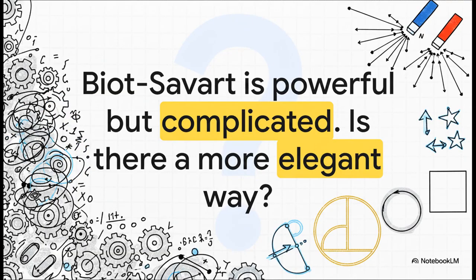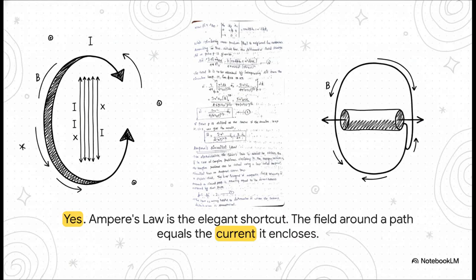So adding up all those tiny pieces sounds... well, it sounds like a mathematical headache, right? It makes you wonder, for problems that have a nice, clean symmetry, isn't there some kind of shortcut, like a cheat code? And the answer is a big, resounding yes. It's called Ampere's law, and it's just beautiful. It gives us this really elegant shortcut.